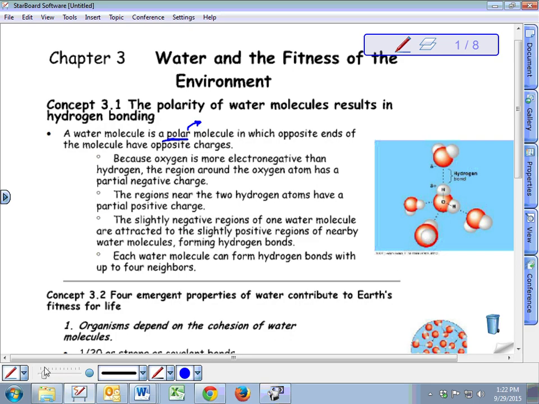One way of rephrasing the word polar is electrically lopsided. Lopsided means uneven. A molecule that is polar is a molecule that is not symmetrical electrically.